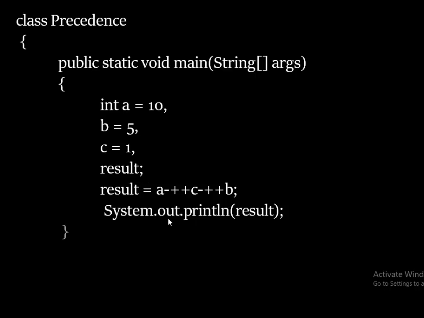Execute this program and you will get the output. So close the main method and close the class. And as I told, the output of this program will be 2. So this is about the precedence and associativity of the operators.